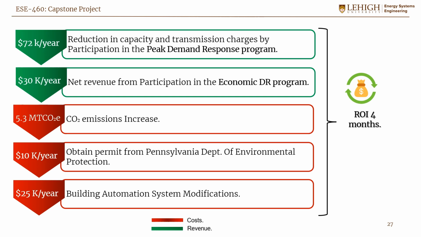But by running the generators, Lehigh University will increase CO2 emissions by 5.2 metric tons CO2 equivalent, which has a negative impact on the environment.